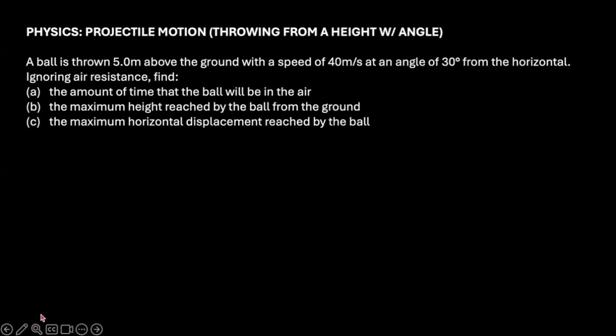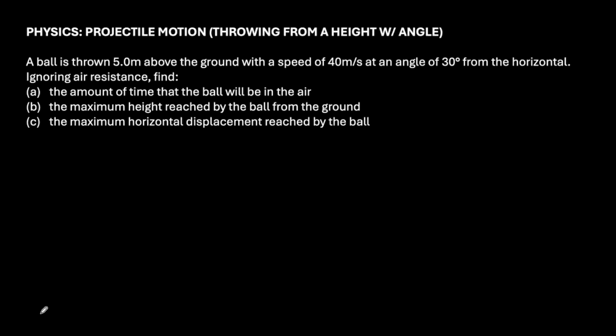In this video, we will be solving a problem on projectile motion that is thrown from a height with an angle. So the problem states that a ball is thrown 5 meters above the ground with a speed of 40 meters per second at an angle of 30 degrees from the horizontal. Ignoring air resistance, find the amount of time that the ball will be in the air, the maximum height reached by the ball from the ground, and the maximum horizontal displacement reached by the ball.